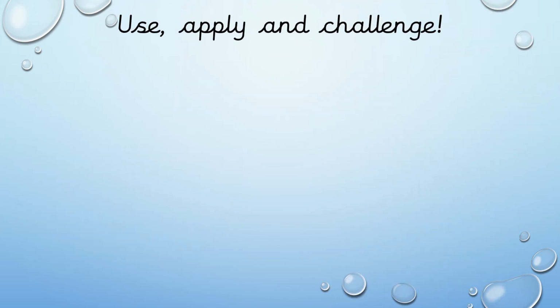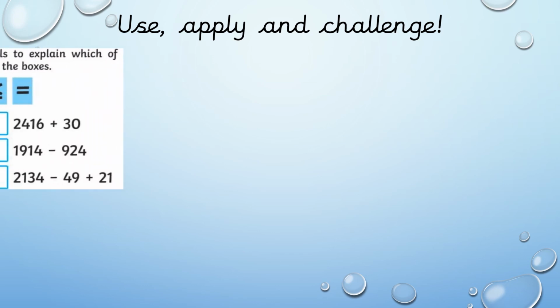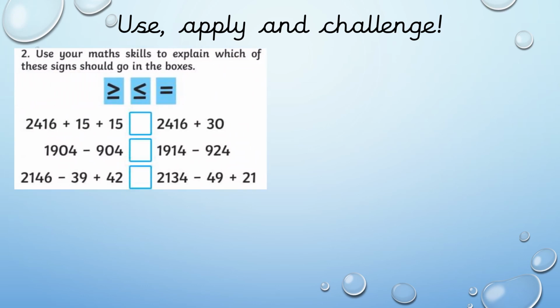Now Year 4. The following activities are on your home learning menu, but again, Year 3, I know there are some keen mathematicians in your classes, so you could have a go too. First of all, you've been asked to explain which of these signs should go in the boxes. Before you do that though, you might want to work out the answers on either side of your problem, and that will help you make a decision on the symbols to use.